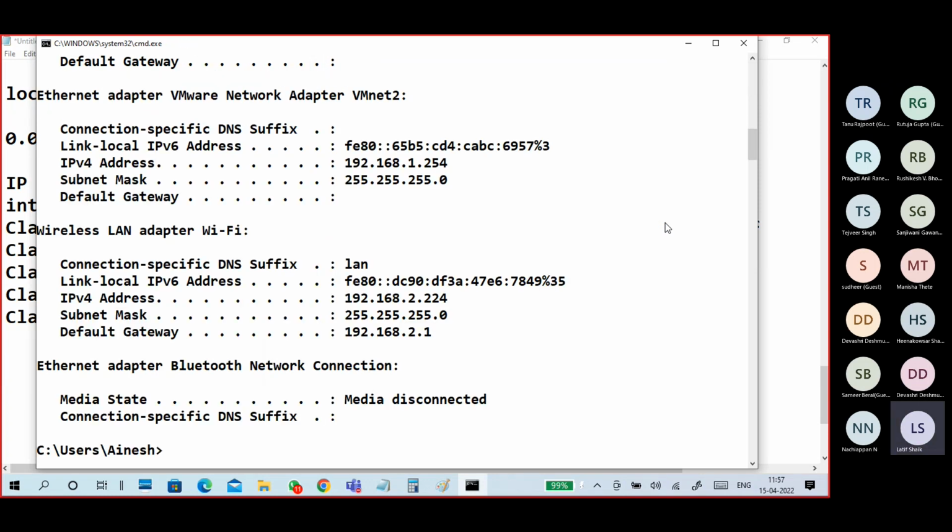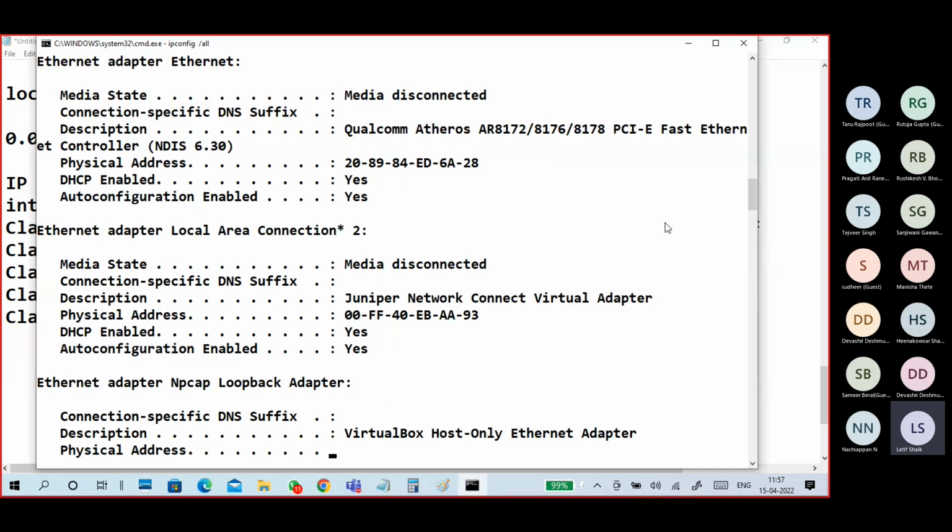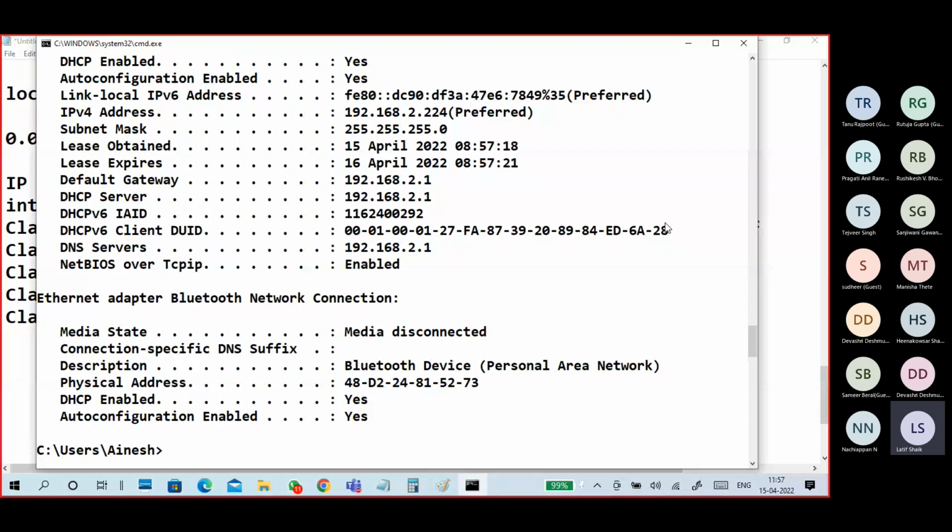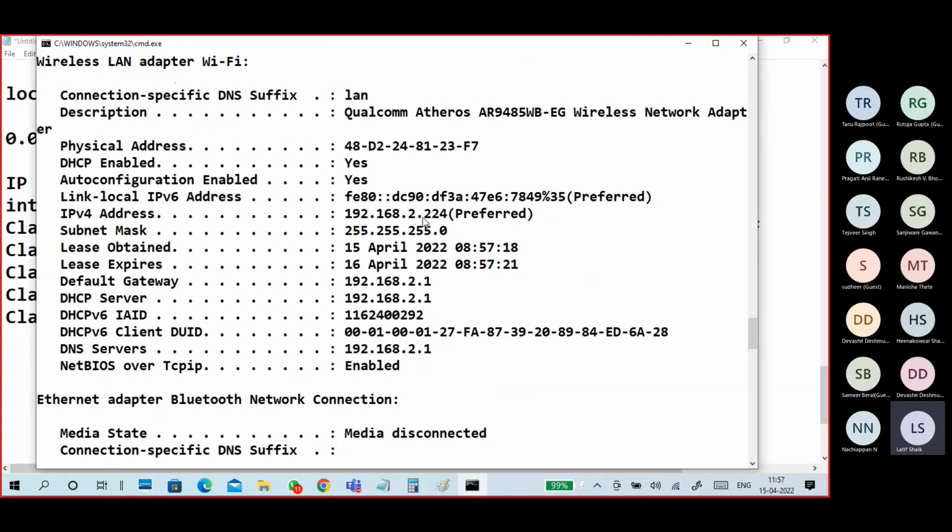I'm not connected to Zio now, so that's why I didn't get any IP address here. If I am connected to Zio, I can show you the global IP address also. So this is my IPv4. This is an IPv6 address, but it is link local.